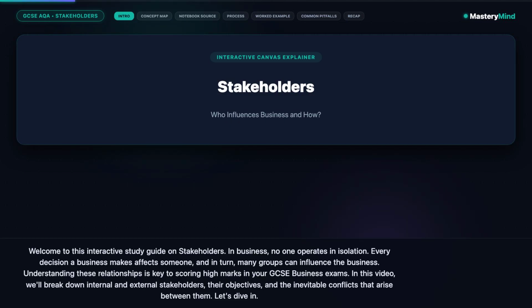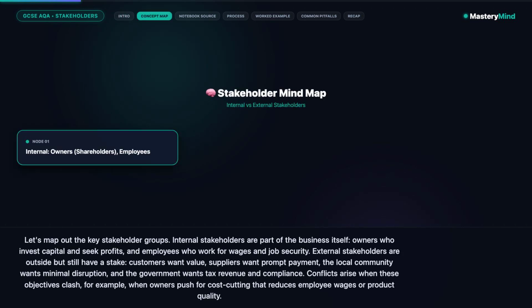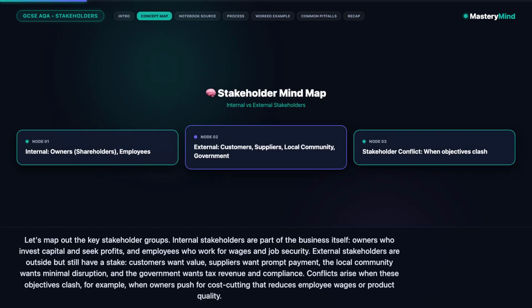Let's dive in. Let's map out the key stakeholder groups. Internal stakeholders are part of the business itself, owners who invest capital and seek profits, and employees who work for wages and job security. External stakeholders are outside but still have a stake. Customers want value, suppliers want prompt payment, the local community wants minimal disruption, and the government wants tax revenue and compliance.